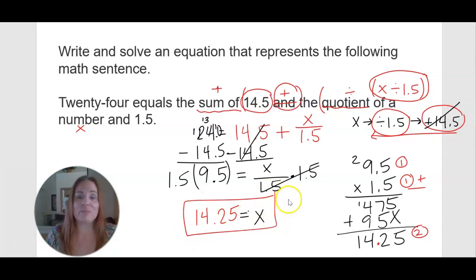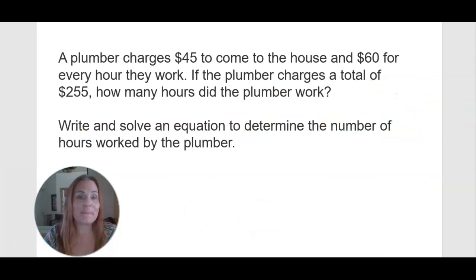All right, that is my solution. Okay, let's look at writing another equation. A plumber charges $45 to come to the house and $60 for every hour they work. If the plumber charges a total of $255, how many hours did the plumber work? We're going to write an equation and we're going to solve it.